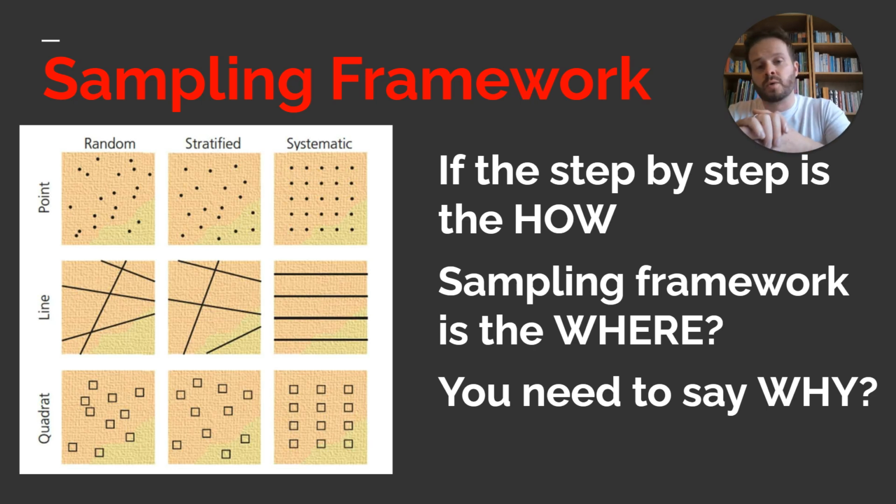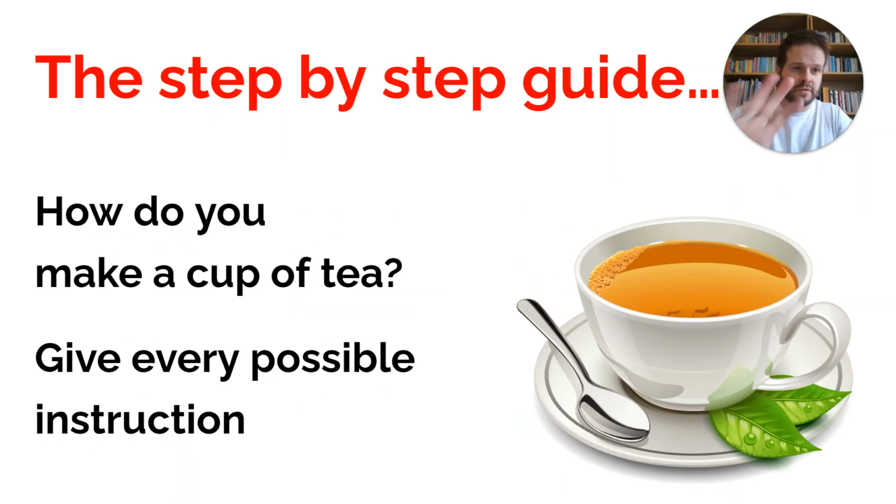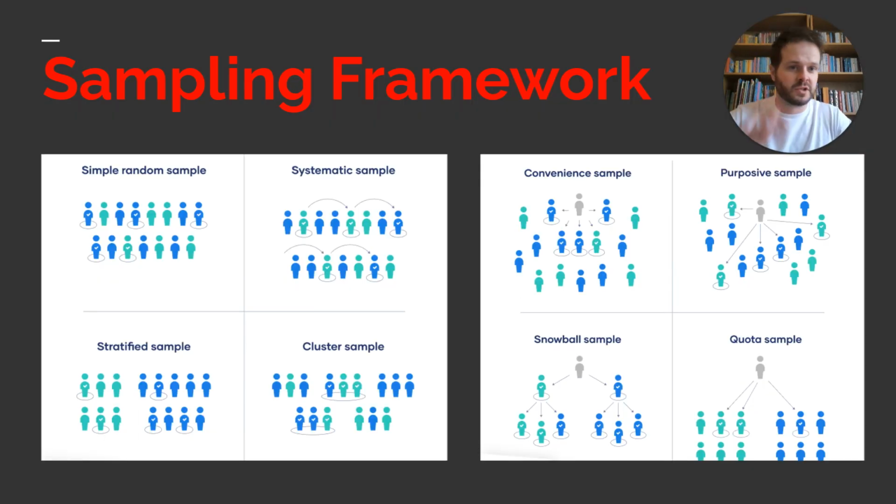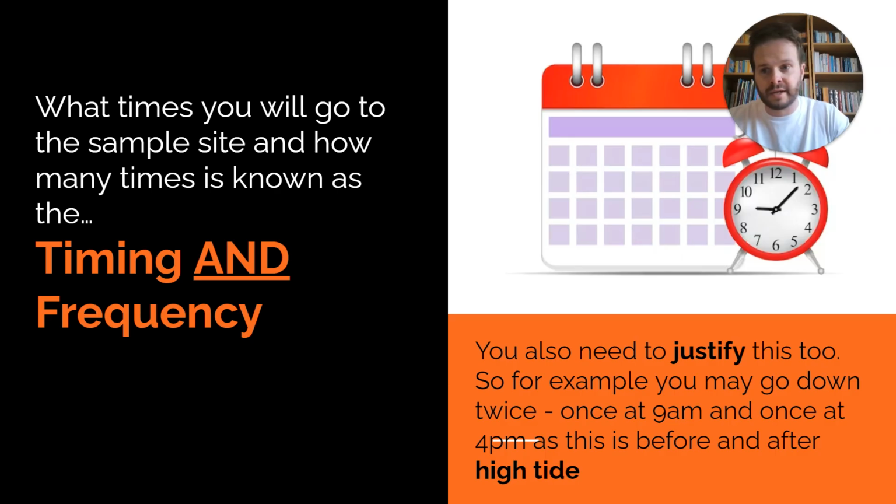Yeah. So, like I've said, sampling framework is the where. The step-by-step is the how. The sampling framework is the where, and you've got to say why again. Okay. So why is very important. Justification. So if you've chosen a specific method, say why you've chosen that method. If you've chosen a specific kind of sampling framework, say why. I know I'm repeating myself here, but it's important that you hear that a number of times. Next up, we've got timing and frequency. Okay, timing and frequency.